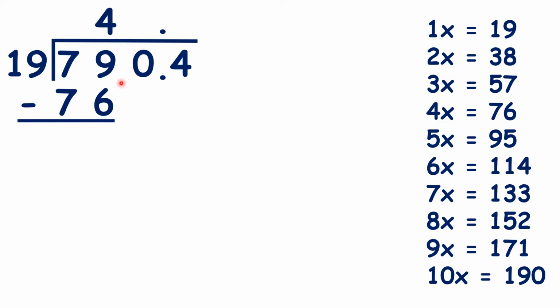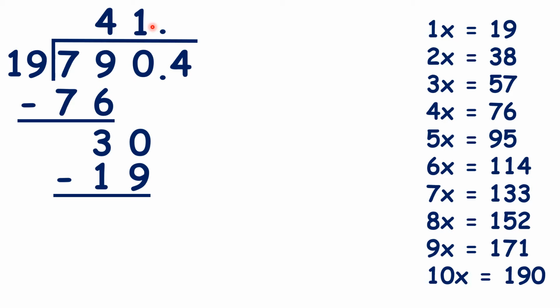Now 79 minus 76 is 3, and we can bring down the 0 so that we have 30 divided by 19. So now we can write 19 under the 30, and that's 1 times 19. Now 30 minus 19 is 11, and we can bring down the last digit, bring down the 4.